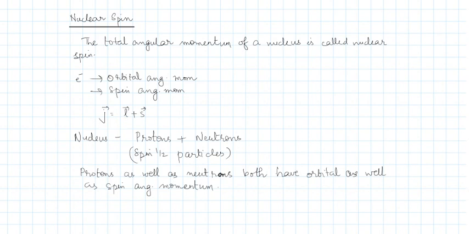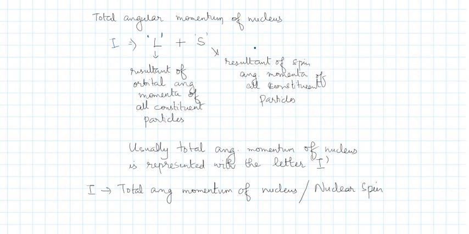Now, if you are considering a nucleus, it contains protons as well as neutrons. Both are spin half particles like the electron. Protons as well as neutrons both have orbital as well as spin angular momentum. So the total angular momentum of the nucleus would be coming from the resultant orbital angular momenta of all its constituent particles and resultant spin angular momenta of all its constituent particles. The resultant of both these quantities would give me my nuclear spin or the total angular momentum of the nucleus.